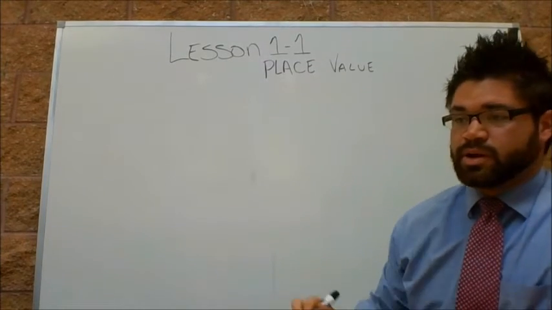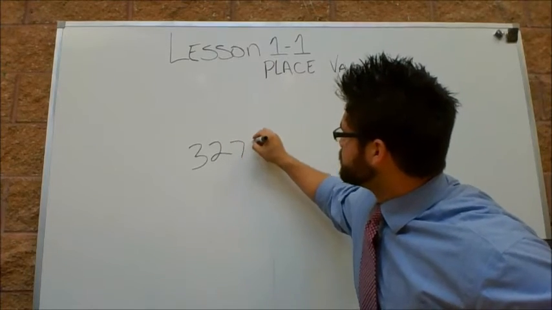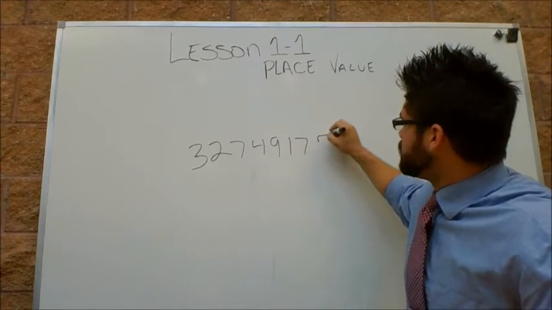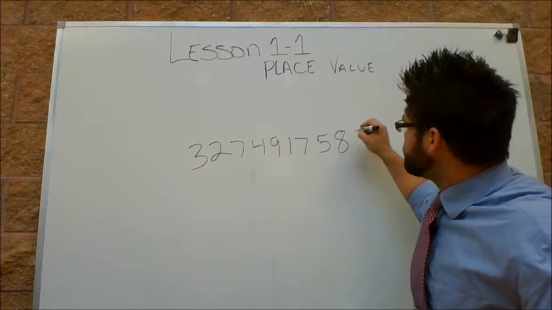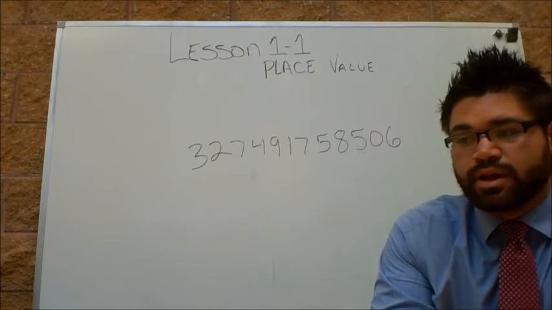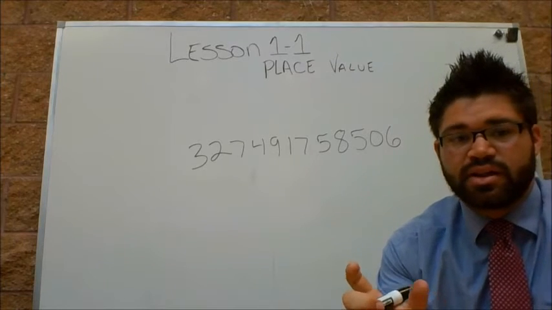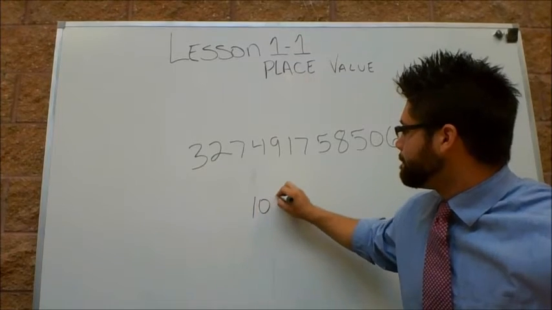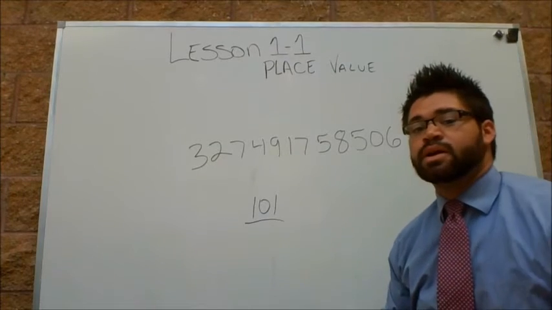All right, here's the number that we're looking at. A little background knowledge: anytime that you have 3 digits next to each other, that's called a period. So if I write the number 101, that's 1 period. There's 3 digits that are going together. Now let's look at the next number.